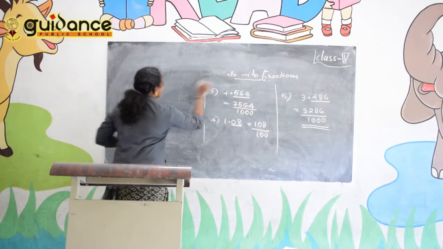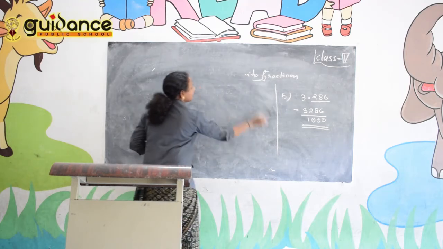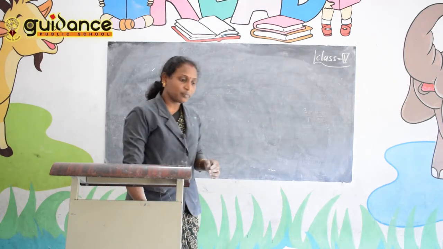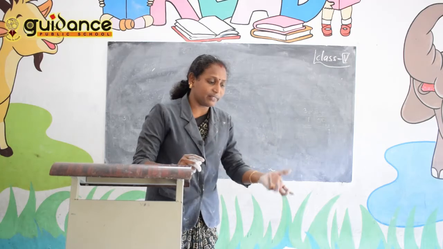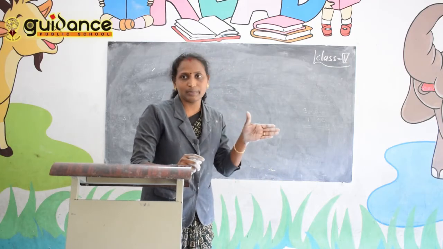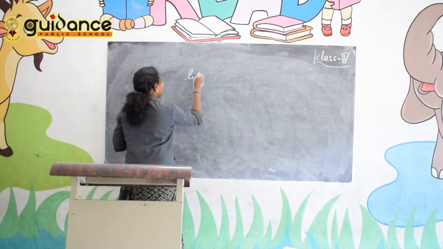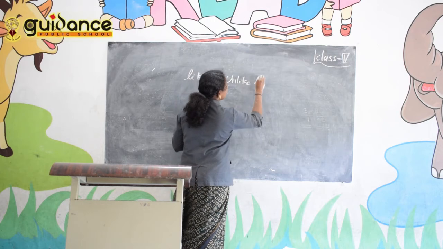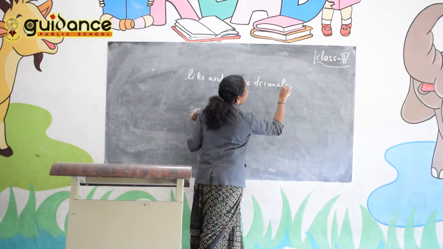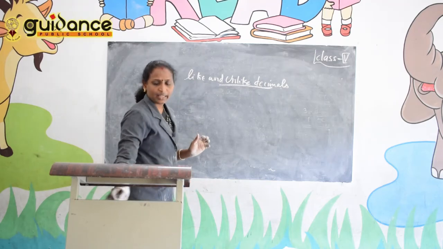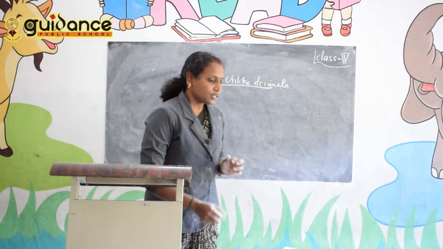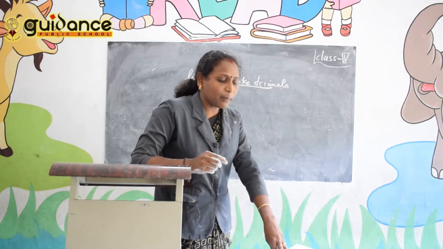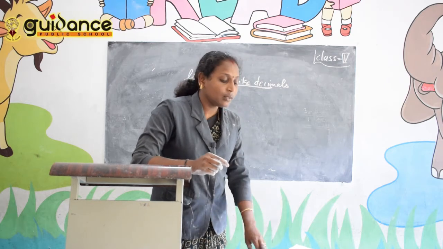The next portion is like and unlike decimals. In the previous chapters we studied like fractions and unlike fractions. The same way, we will identify like and unlike decimals. So on the like decimals, the decimals having the same number of decimal places are called like decimals.